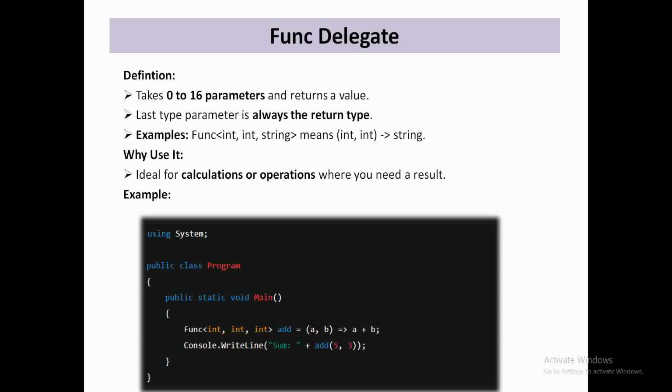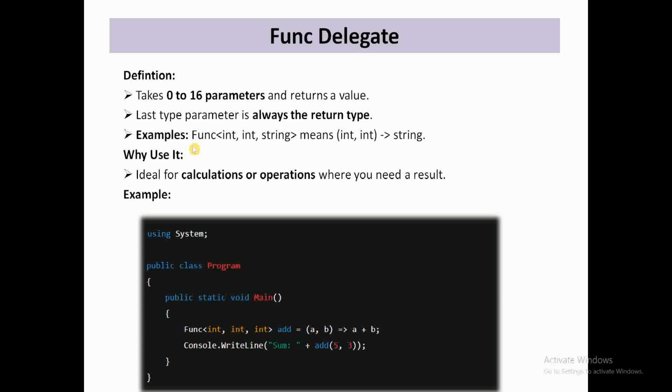The 0 to 16 parameters are only for inputting values. The 17th parameter is a must, meaning it is a return type. We have to return something if we want to use that Func delegate. Its last type parameter is always the return type. As I already told you, the last parameter is always the return type. Without it, it will give us a compile time error.